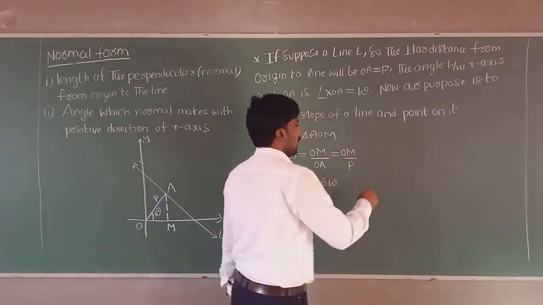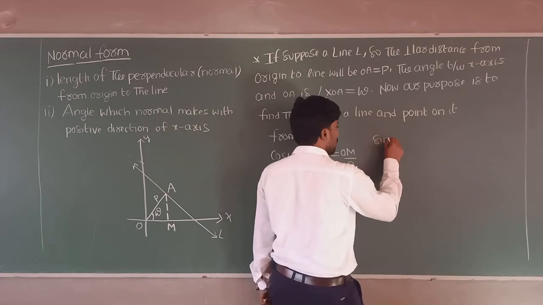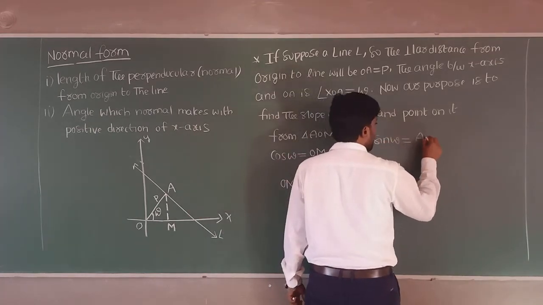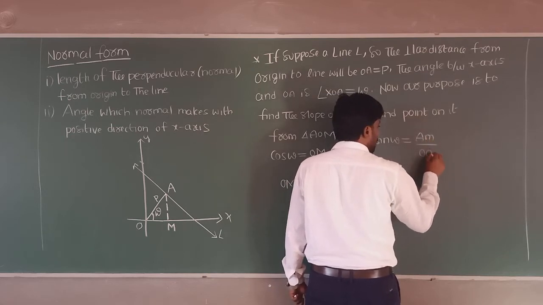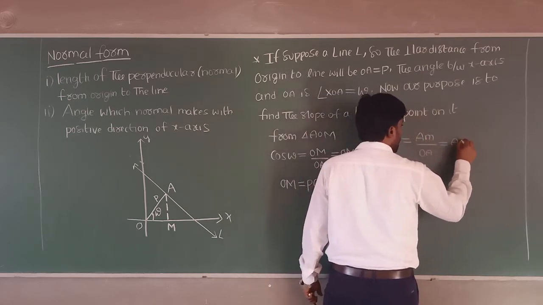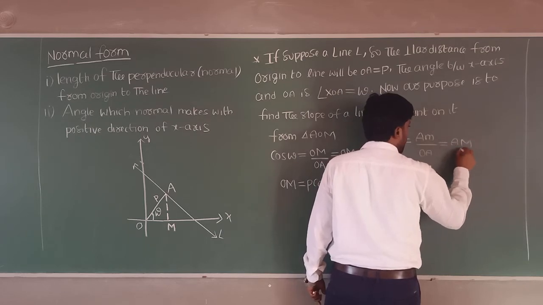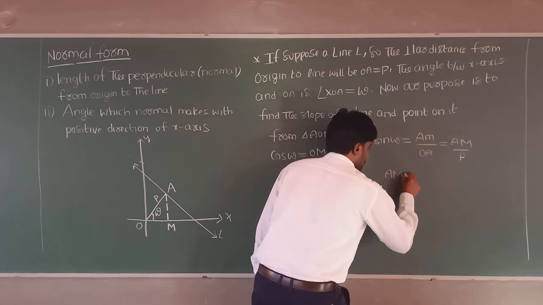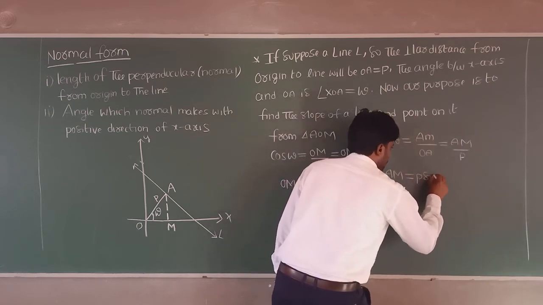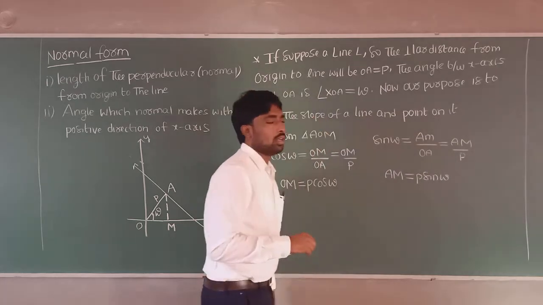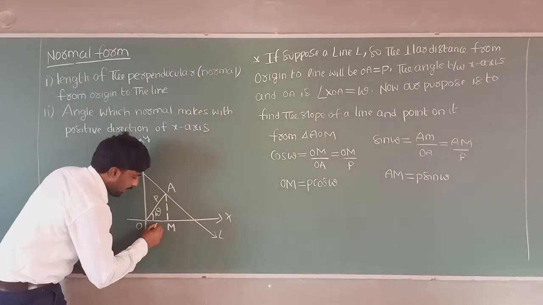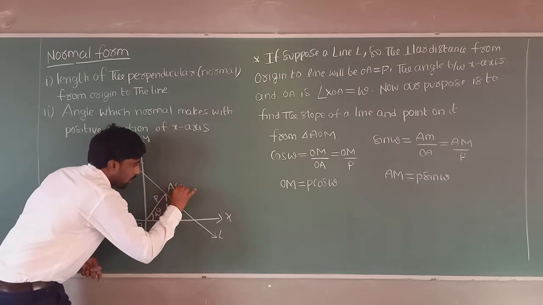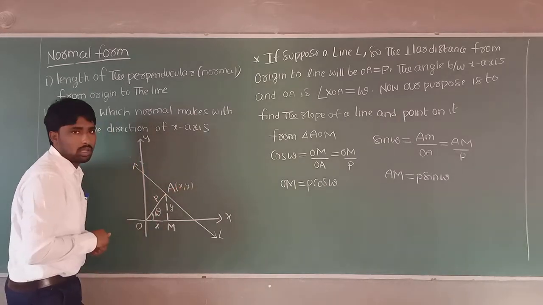Next, sin omega equals the opposite side, which is AM, by OA. This OA value is p. So I get AM by p. So finally AM equals p sin omega. Now, for example, if I take this length as x and this length as y, then this point becomes (x, y), no? Is it clear?